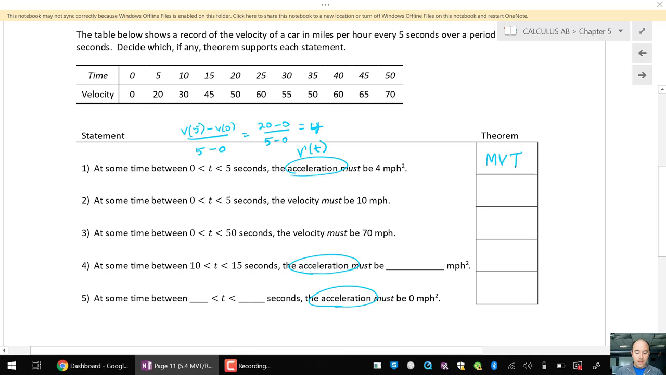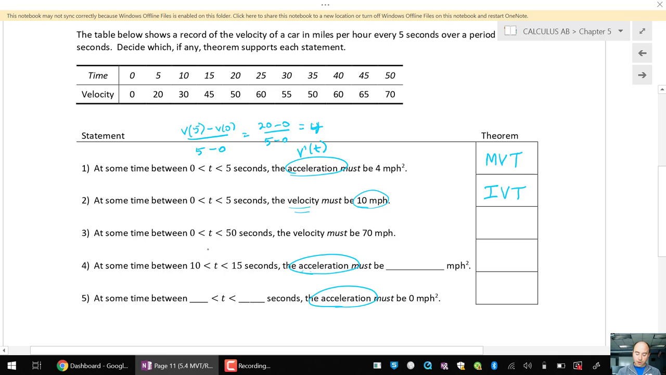Okay. Statement 2, at some time between 0 and 5 seconds, the velocity must be 10. Now we're back to just verifying the existence of velocity. So that would be just a function value. If I look at 0 and 5, v of 0 and v of 5 goes from 0 to 20, and 10 miles per hour would fit in between. So I have continuity with velocity, and I have between this. That's an IVT proof. So I would say yes, I can verify that by the intermediate value theorem.